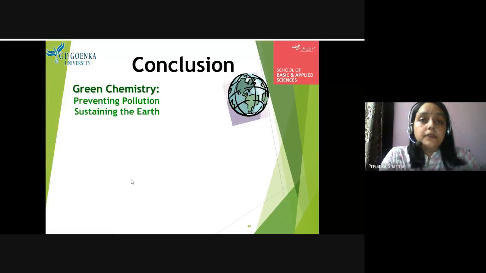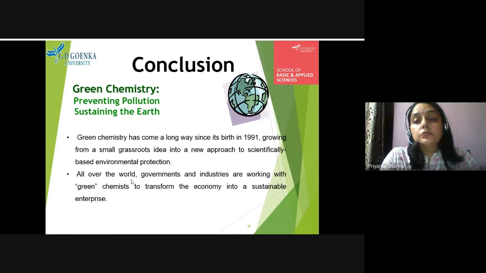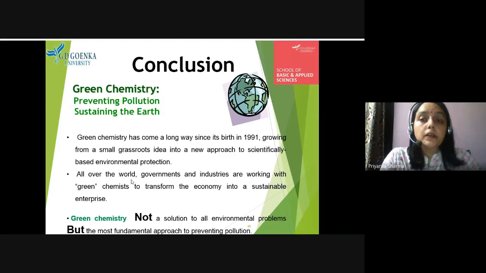So green chemistry is preventing pollution and sustaining the earth. We require it for sustainable growth. Since 1991, various scientists, researchers, governments and industries are all working together to find green routes so that we can attain our sustainable goal. Green chemistry is not a solution for every environmental problem, but of course we can prevent pollution at least.